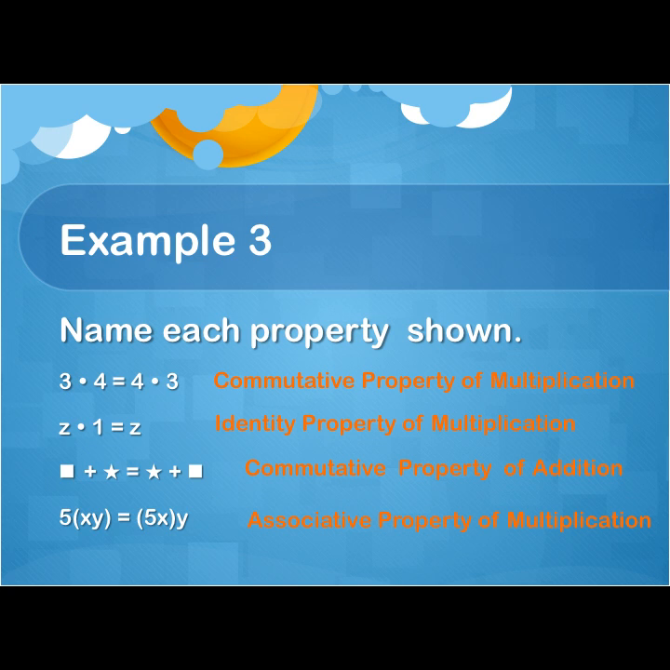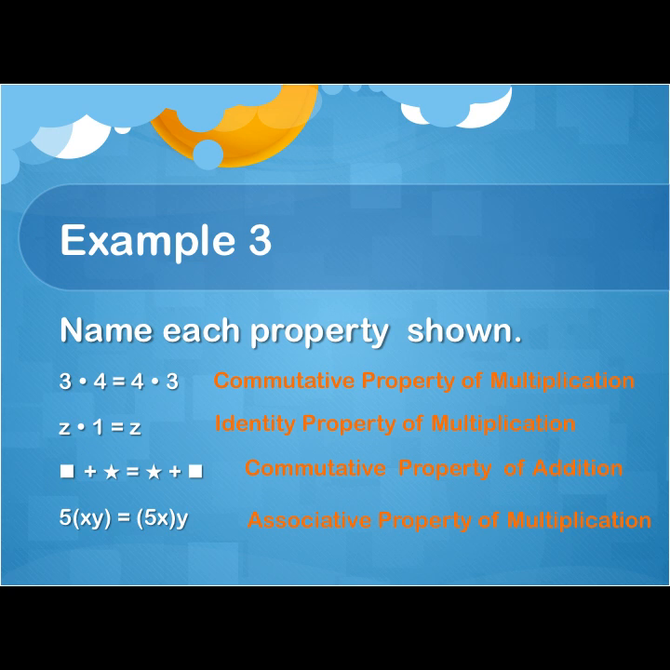For example 3, you're going to name each property shown. I'll give you a second to work these out. For the first one, 3 times 4 is equal to 4 times 3 is the commutative property of multiplication. For number 2, z times 1 is equal to z is the identity property of multiplication.